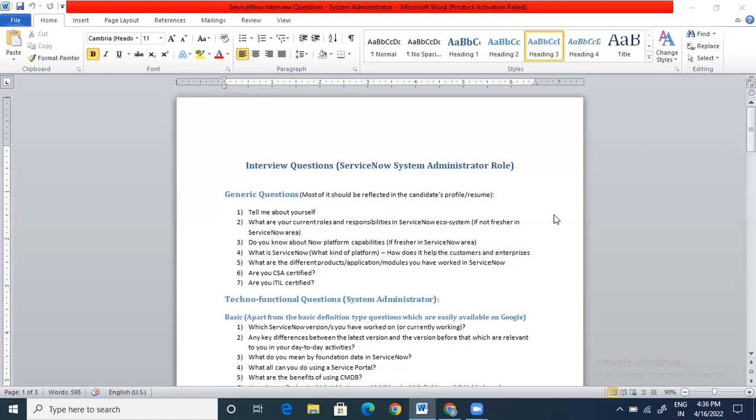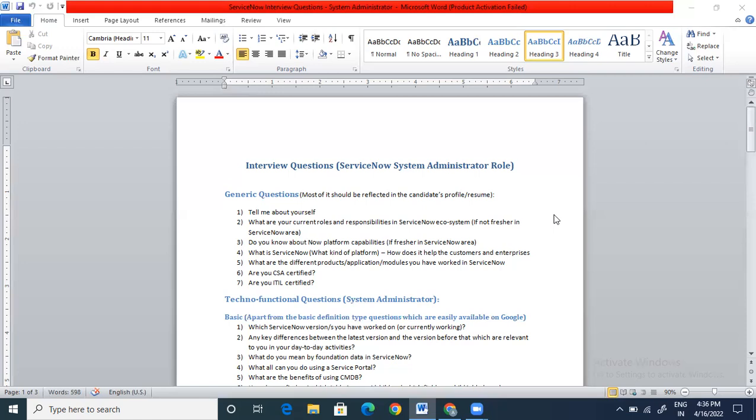I'll take some different questions which are more related to your day-to-day activities. They'll also cover your basic understanding of how well you understand the system and how well you can do things there. I've categorized the questions into two or three categories. One is the generic question set, which everybody asks by default. Then I have a set of techno-functional questions, which I've divided into two categories: one is basic, the second is a little advanced.